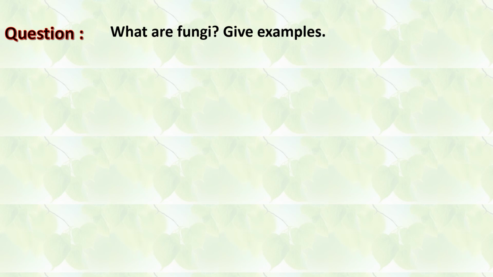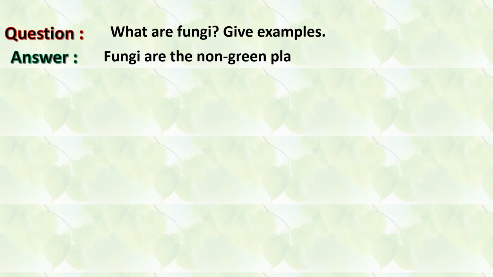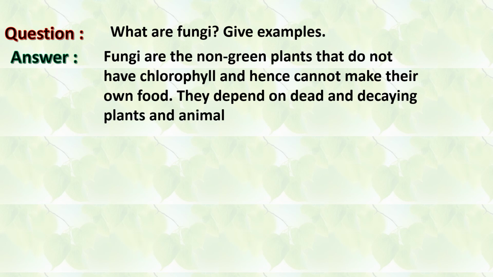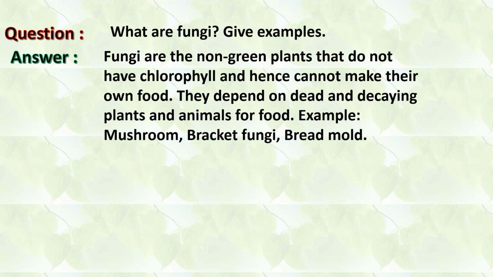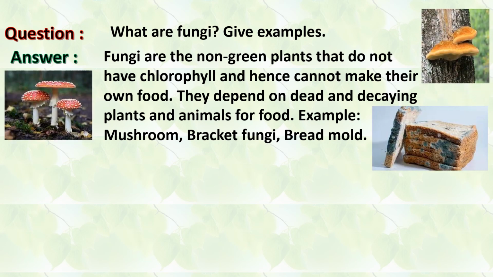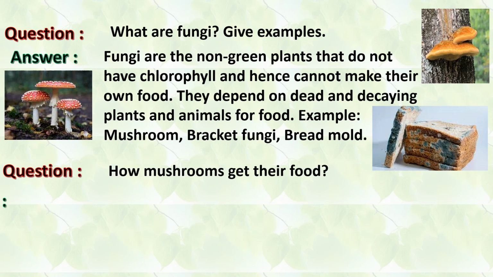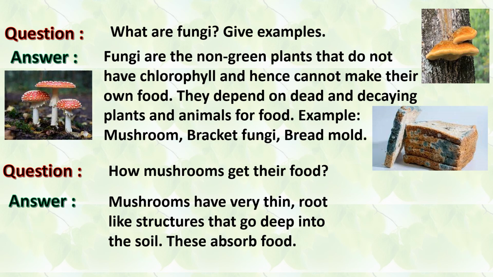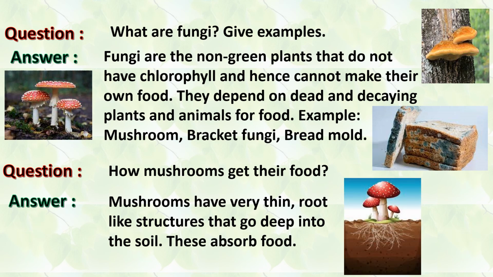Give examples. Answer: fungi are the non-green plants that do not have chlorophyll and hence cannot make their own food. They depend on dead and decaying plants and animals for food. Example: mushroom, fungi, bread mold. Question: how do mushrooms get their food? Answer: mushrooms have very thin, root-like structures that go deep into the soil to absorb food.